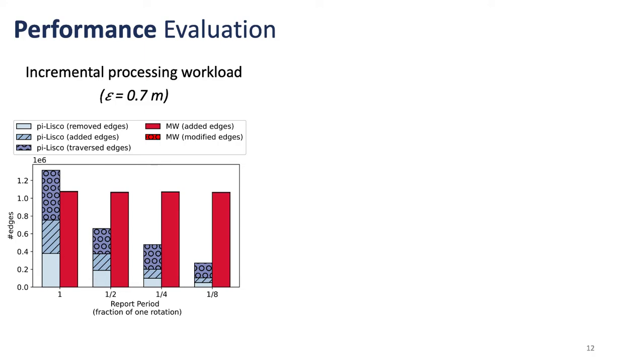Here, we measure the workload for different report periods in terms of the number of edges that need to be modified in a rotation. For this experiment, we use a static epsilon, which is the distance threshold, equal to 0.7 meter. For original Lisco, which is labeled in the graph as multi-window or MW, the average number of edges to be added stays constant when changing the report period. This is expected since MW does not use the information from the overlapping portions of consecutive windows.